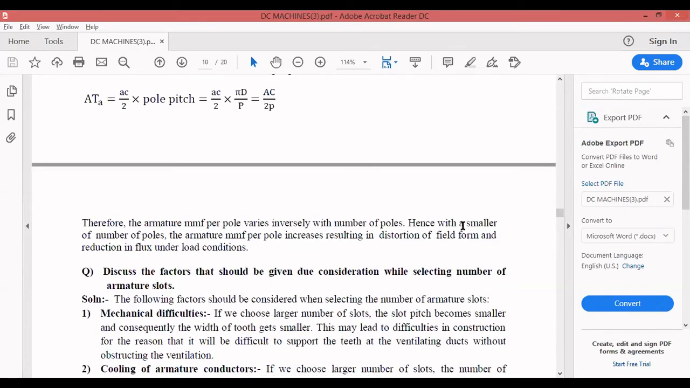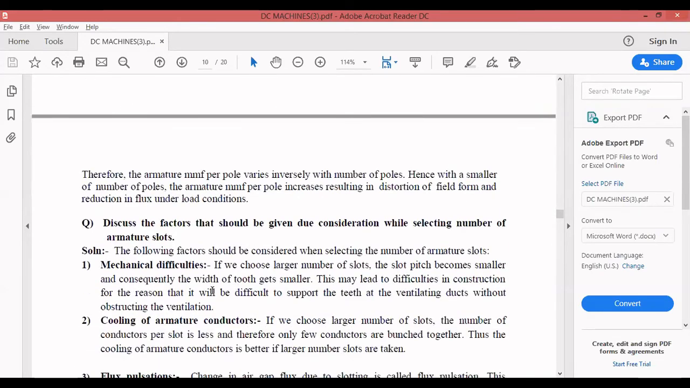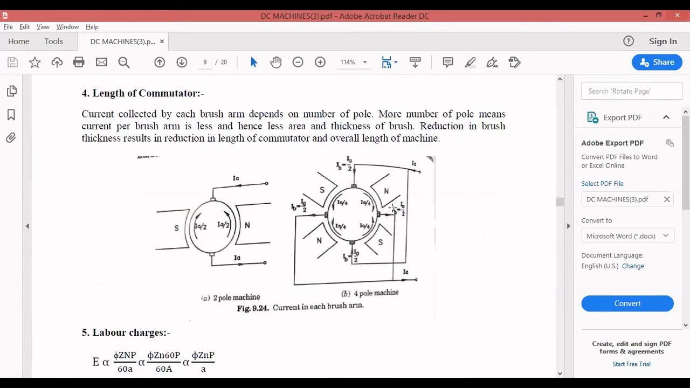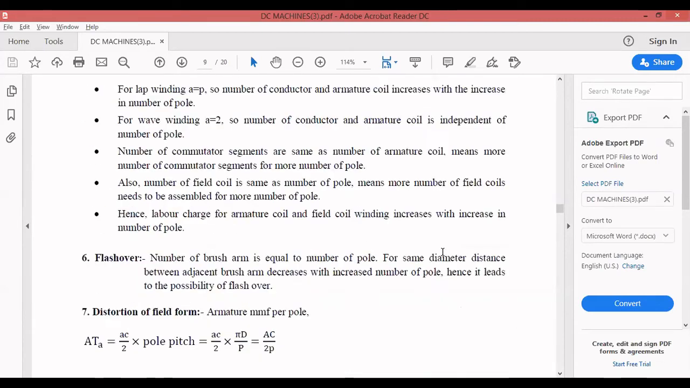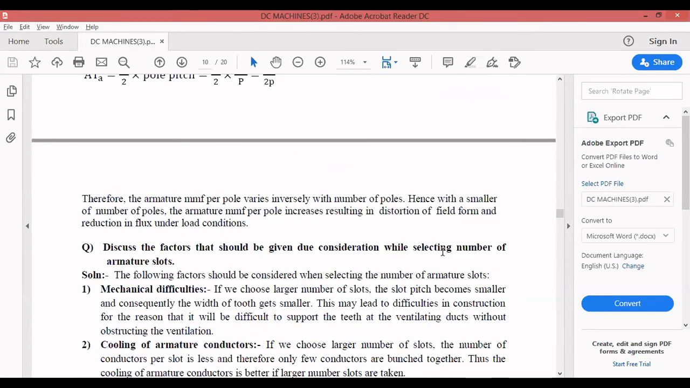Now let us go for another important question: discuss the factors that should be given due consideration while selecting the number of armature slots. Armature slots, if you go back to the figure here, this is the armature, and you have a number of slots. How many armature slots should be selected? Whether you go for a large number of armature slots or a smaller number, what are the factors that should be considered? Let us go one by one.